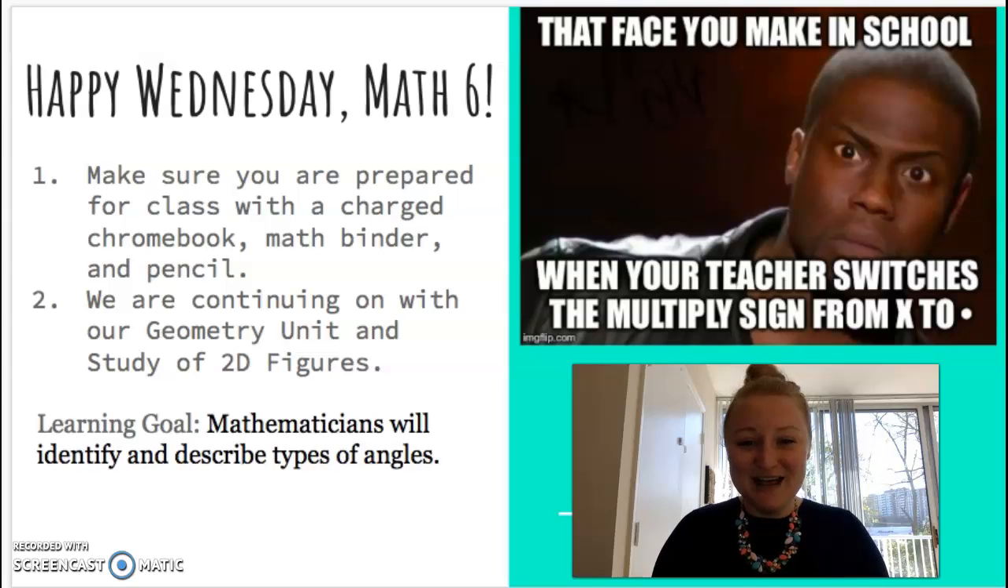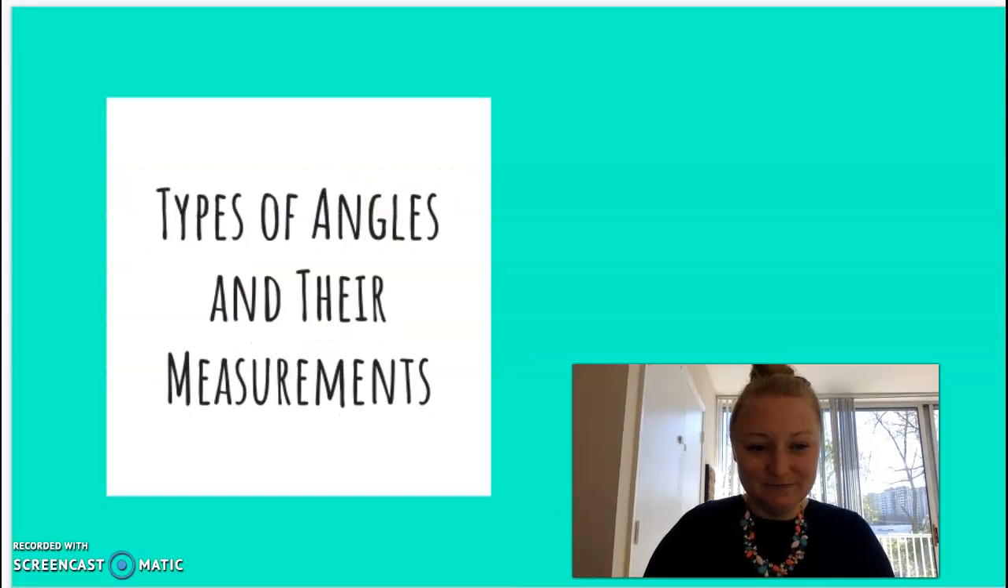So as always, make sure you have that charged Chromebook. Some of these terms might be new to you, so you might want your math binder or paper nearby so you can jot down some examples and some definitions, and then we'll get started. So our goal today is to be able to identify and describe different types of angles.